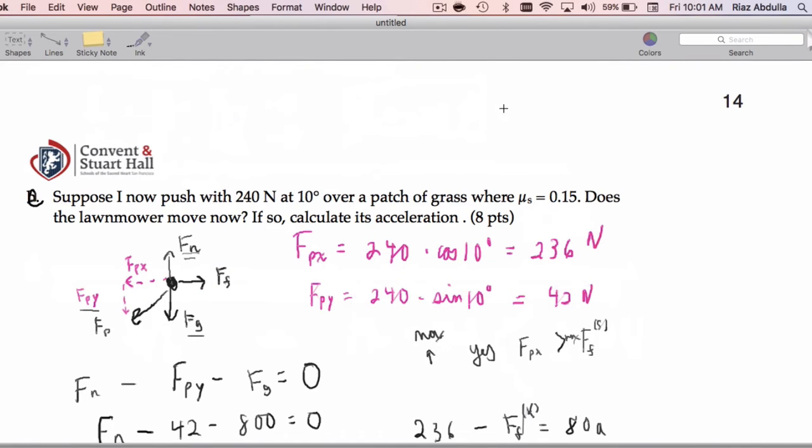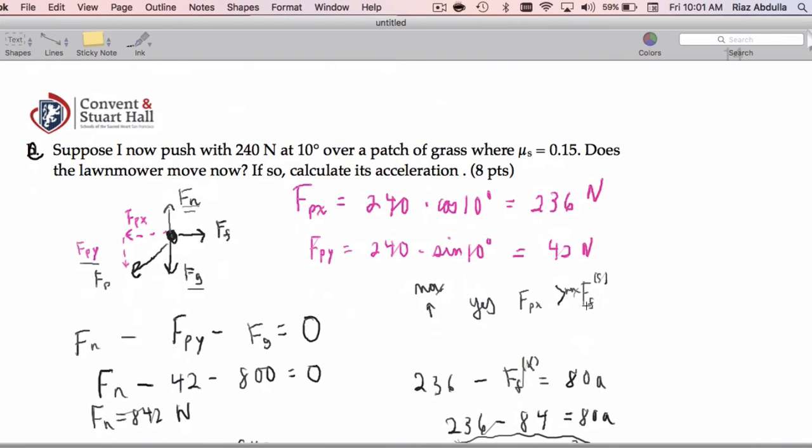Now, in the next section, it turns out that we do need to work the problem over from scratch. So just to be clear on all these problems: first, free body diagram. Next, x and y components of the applied force, which end up being 236 and 42. Next, the normal force: Fn minus Fpy minus Fg equals 0. That's how we get 842 newtons.